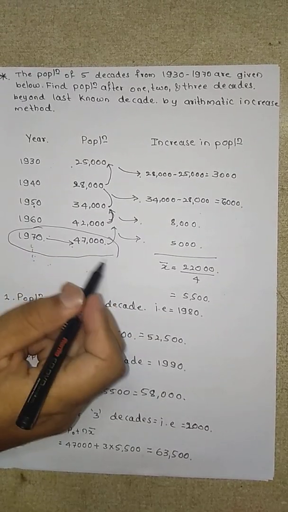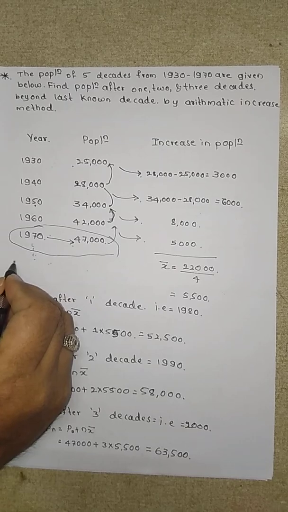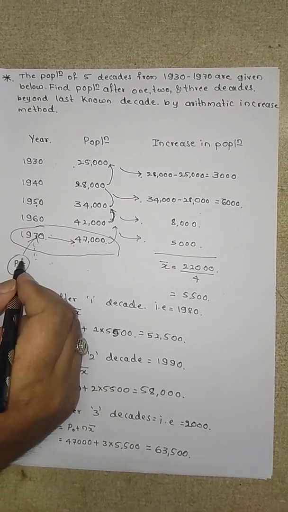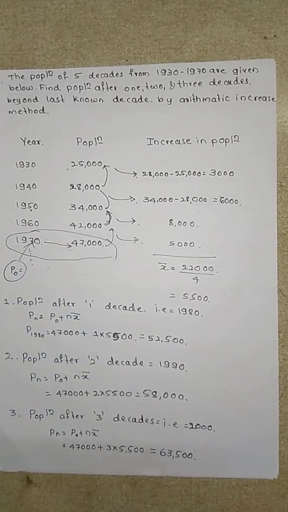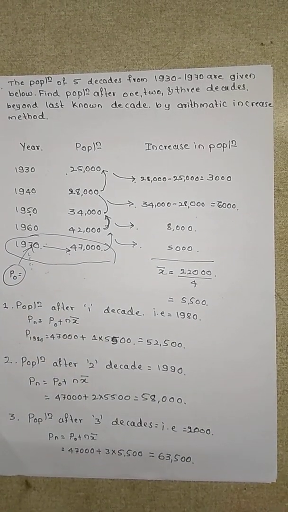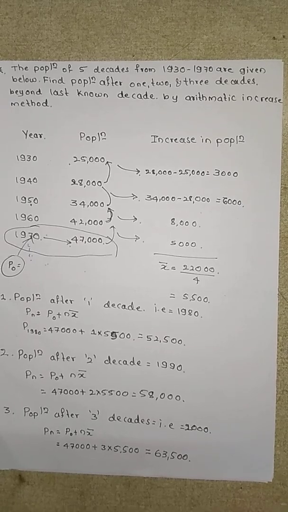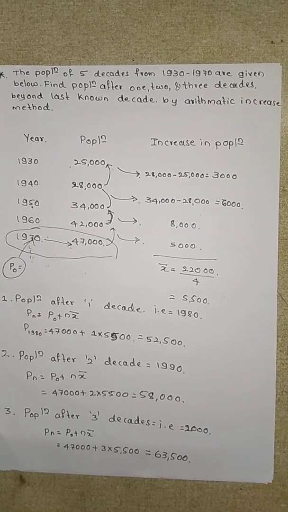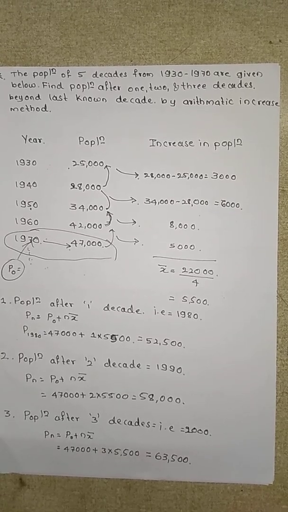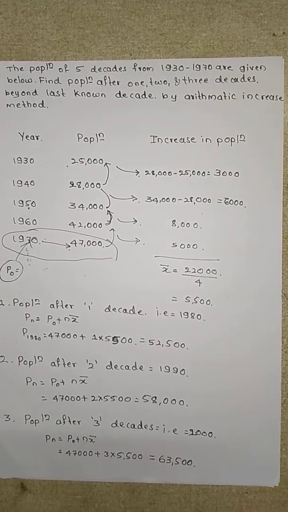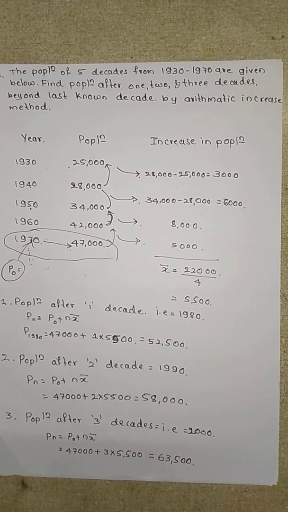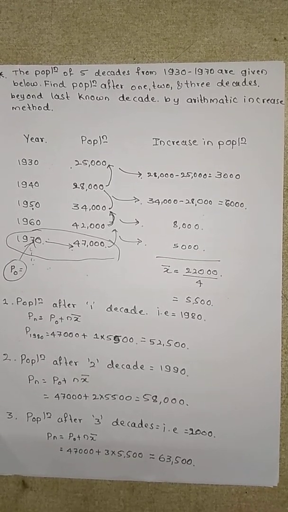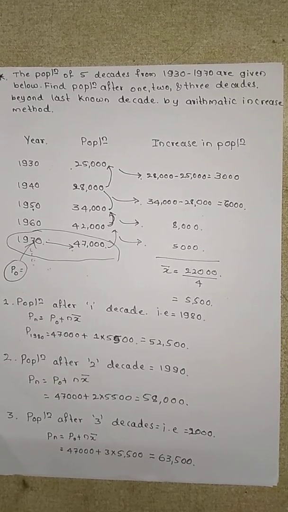The last known population is this, so it will become P naught. The population in 1970 becomes P naught, that is 47,000. So in 1930 the population was 25,000, in 1940 it is 28,000, in 1950 34,000, in 1960 42,000, and in 1970 47,000. Now what we need to do is find the arithmetic increase.